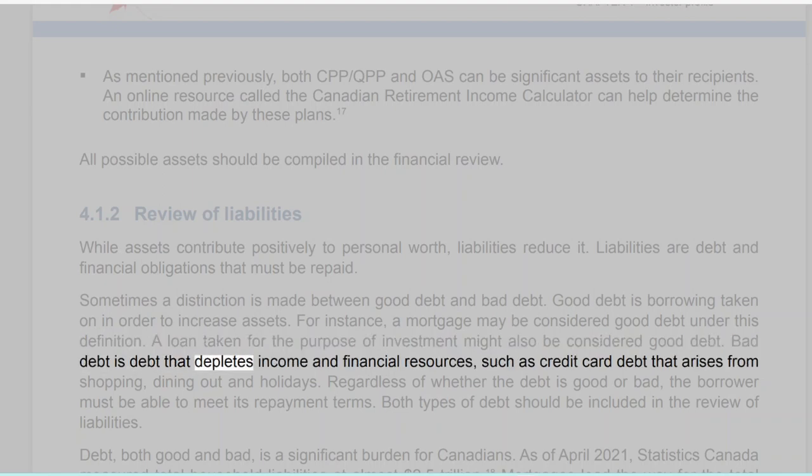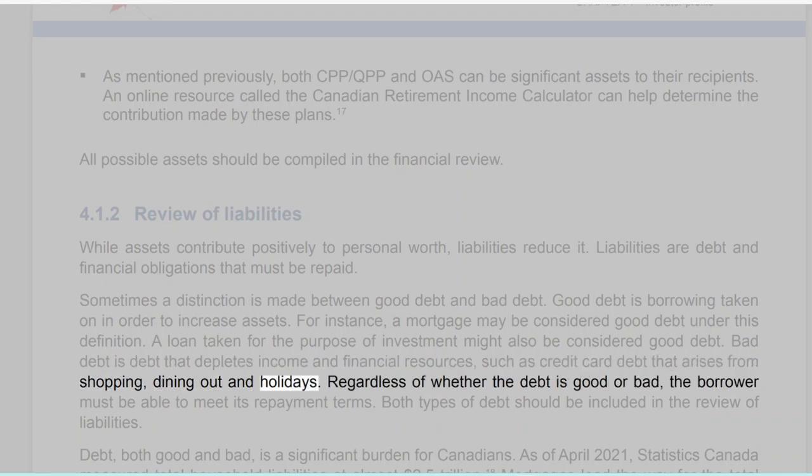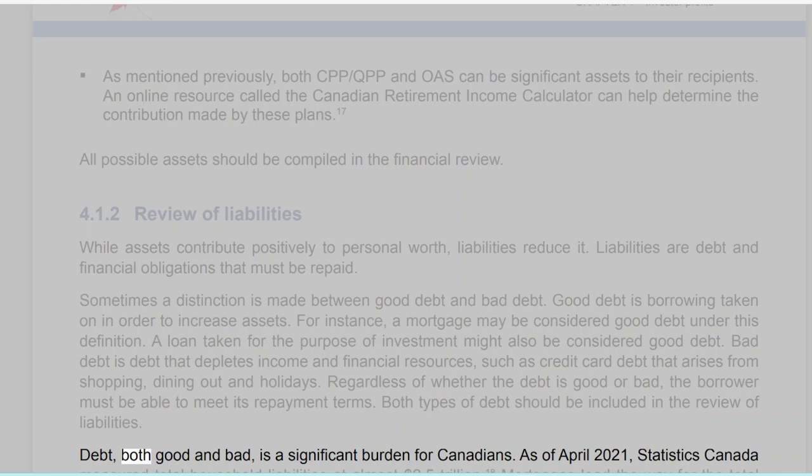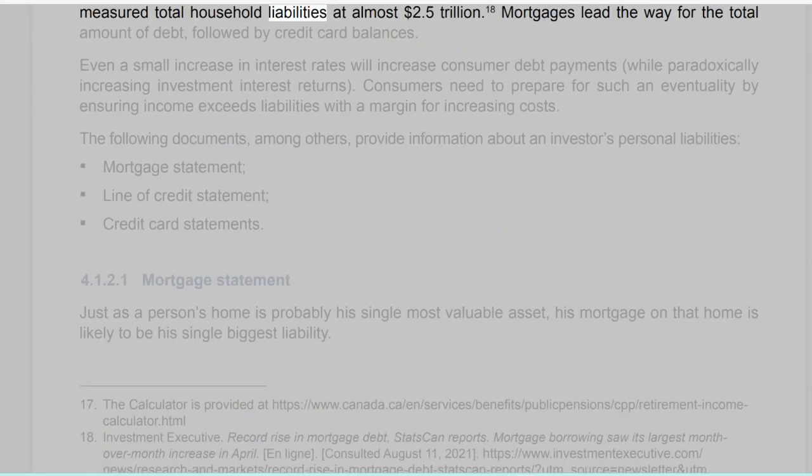Bad debt is debt that depletes income and financial resources, such as credit card debt that arises from shopping, dining out, and holidays. Regardless of whether the debt is good or bad, the borrower must be able to meet its repayment terms. Both types of debt should be included in the review of liabilities. Debt, both good and bad, is a significant burden for Canadians. As of April 2021, Statistics Canada measured total household liabilities at almost $2.50 trillion.